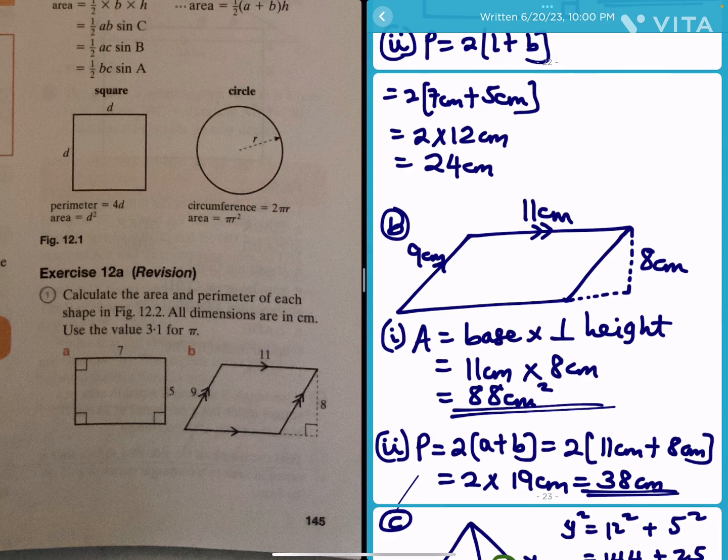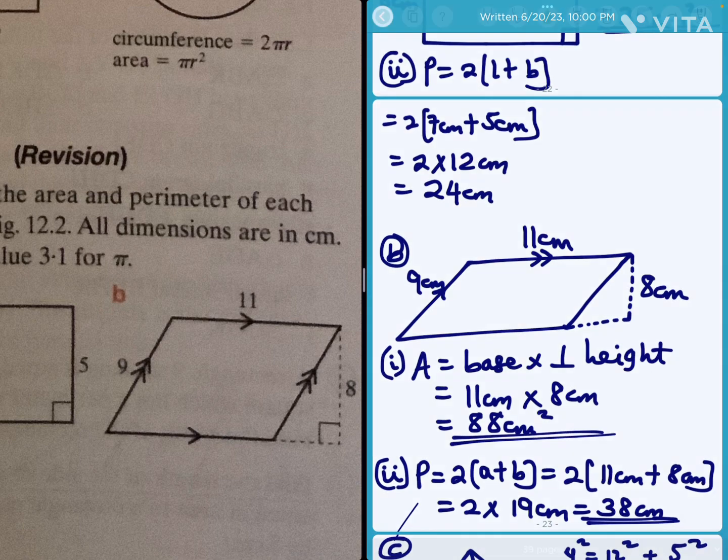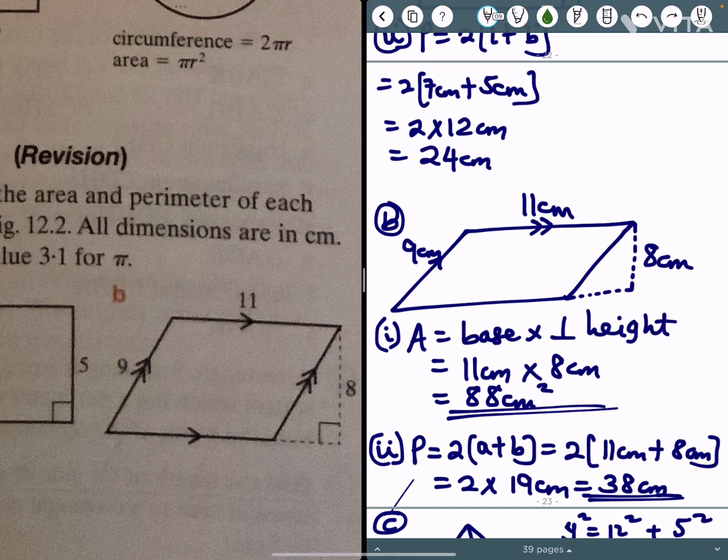In question B is a parallelogram. The area of a parallelogram is its base times its perpendicular height. In this question, the 11 written on the top part of the shape also means this side is 11. So if you take this side as the base, this is now the height. So you do base times perpendicular height.